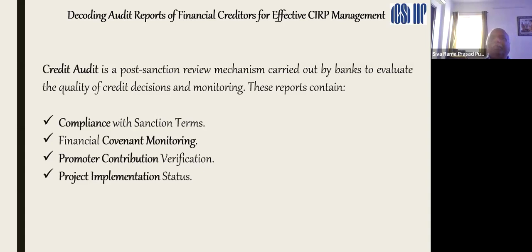Whenever the loan is given by the bank, they will take one letter from the borrower stating the terms and conditions of the loan. That is called the sanction letter. In some banks it is called an arrangement letter. If you want to see a synopsis of the particular loan sanctioned by the bank or financial institution, you take the sanction terms and conditions written. So the borrower has to comply with and adhere to the sanction terms and conditions.